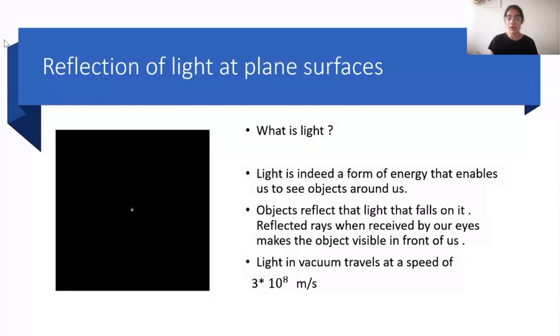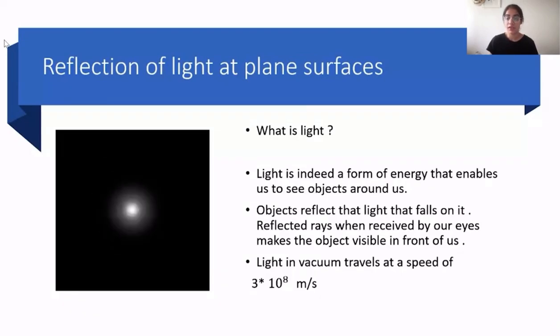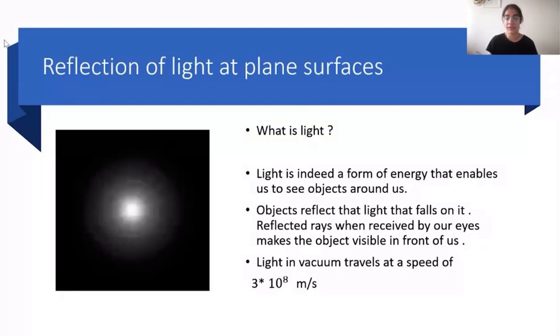Now, we know that light is a form of energy that, when traveling in straight lines, falls on objects. Then this incident light that falls on objects is reflected by the object, and the light falls on our eyes and we are able to see those objects. Now there are rules and laws governing how this light will interact with a particular object, and we know two of the most important rules of how reflection of light at plane surfaces takes place. The speed of light in vacuum is 3 into 10 to the power 8 meters per second.